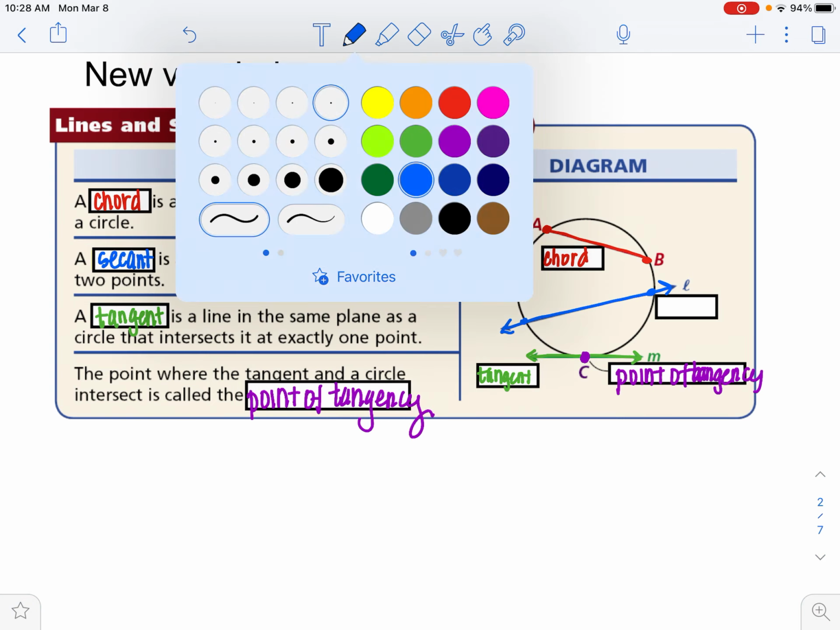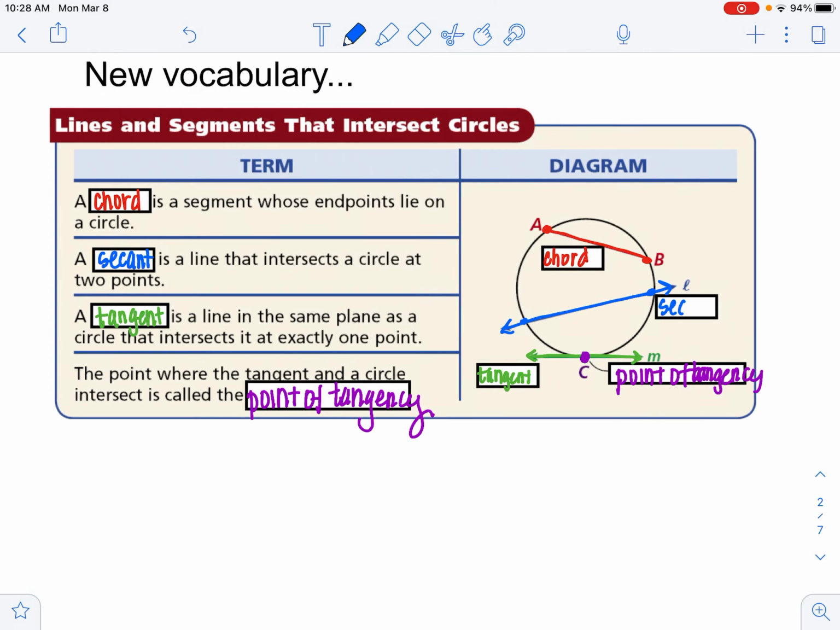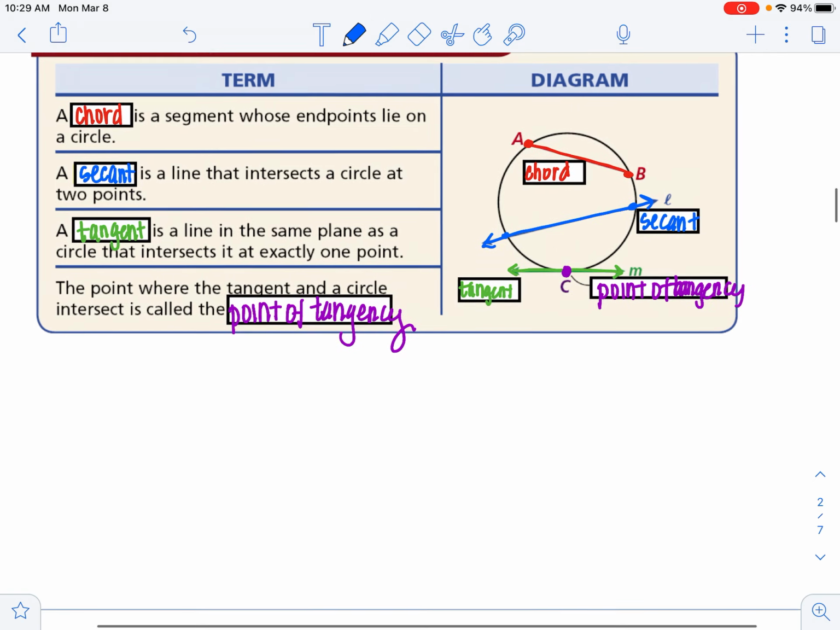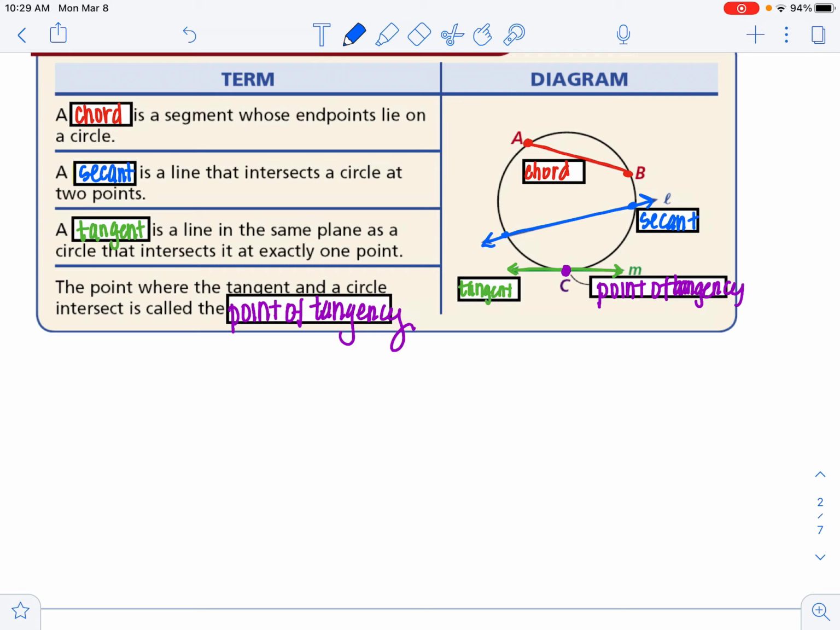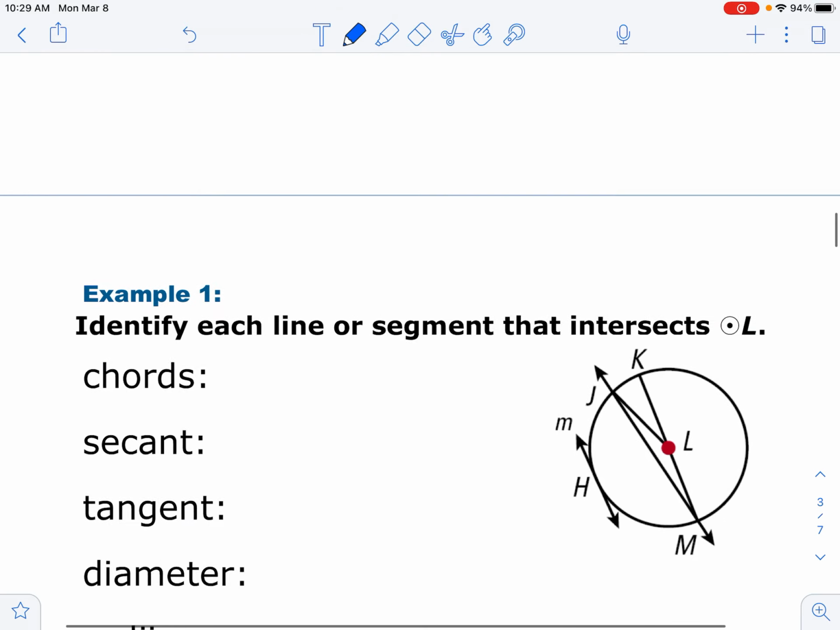Okay, and I forgot to write in here that this was the secant. Secant. Okay? So a chord is a segment whose endpoints are on the circle. A secant is a line that intersects a circle twice. A tangent is a line that intersects a circle once, and it also can be a segment that hits a circle once. And then the point where it hits is called the point of tangency.